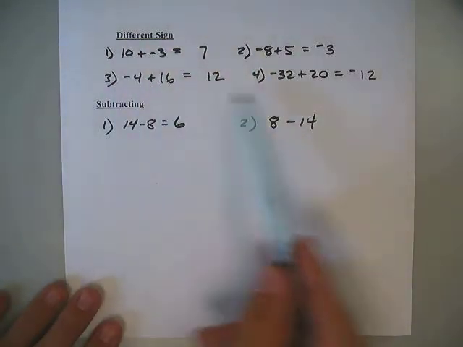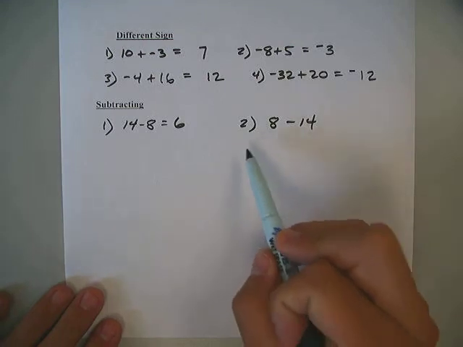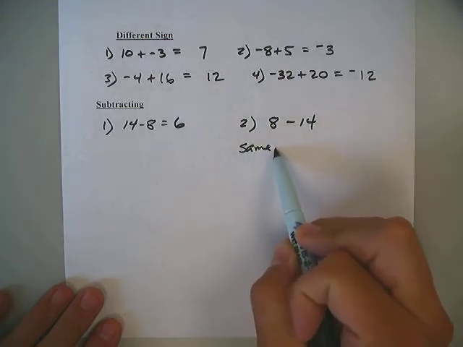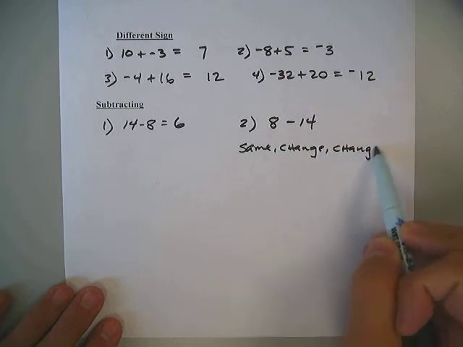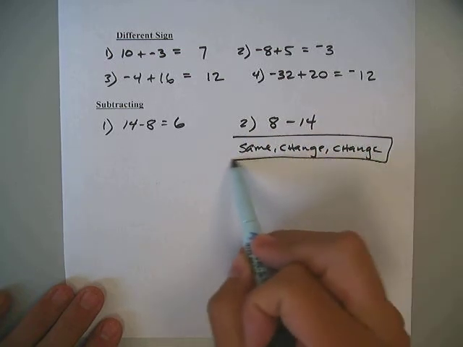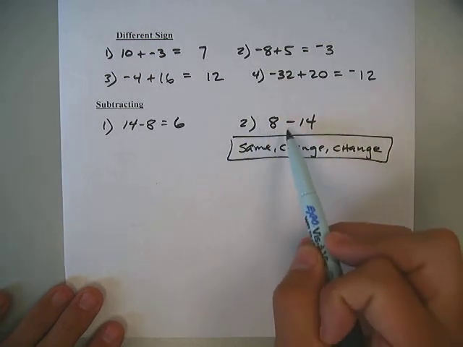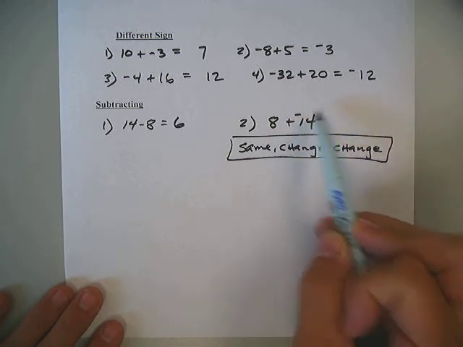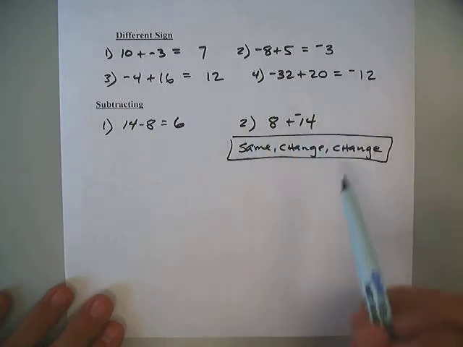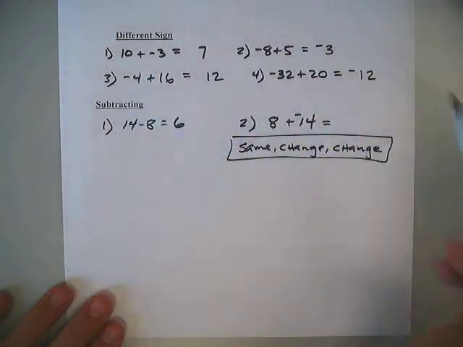And what I like to suggest is this. Since most people understand the addition part pretty easily, just change every subtraction problem into an addition problem. And what you're going to do is you're going to follow this rule. Same, change, change. And what that means is you're going to keep the first number the same. You're going to change minus to plus, and you're going to change the sign of this number. Okay, so 8 minus 14 is the same thing as 8 plus negative 14.